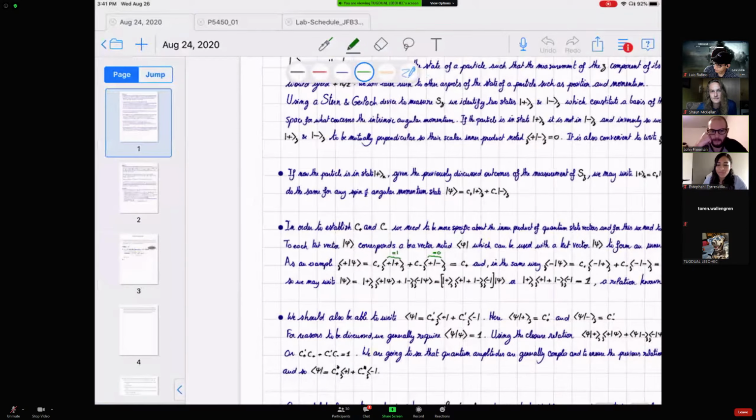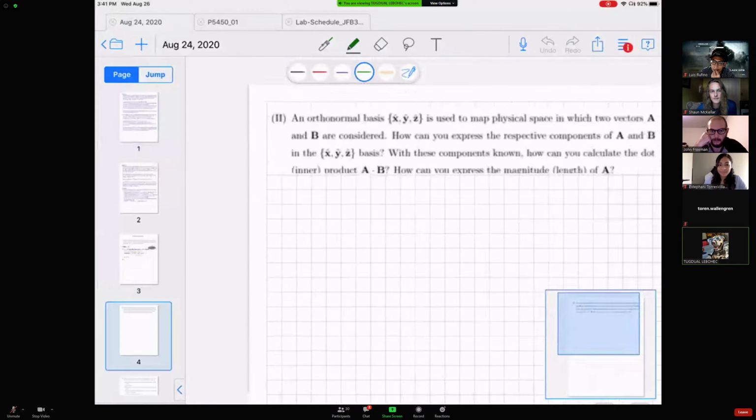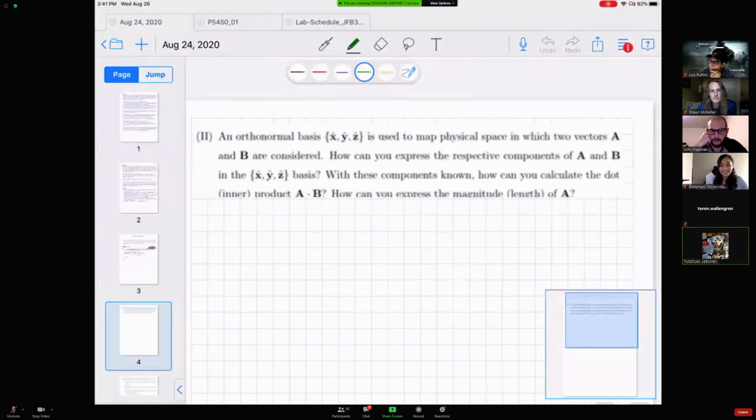I'm getting disorganized with all this. Let's go to the problem. So we'll come back to this later. But let's practice a little bit with this.